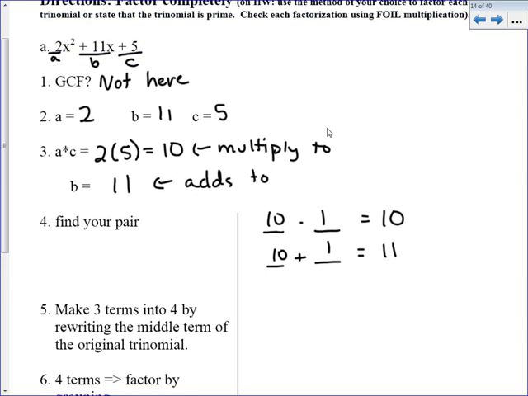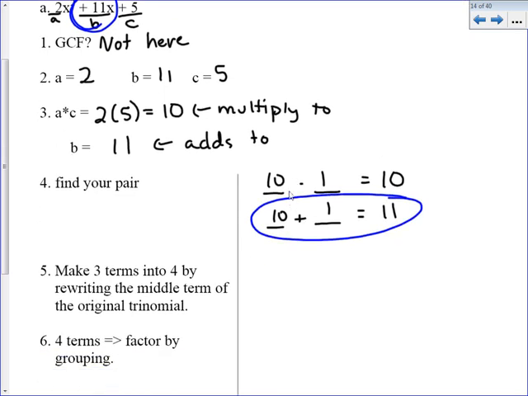So I can't replace 2x squared with 10 and 1. They're never going to make 2. But where do I see a combination of 10 and 1? Well, right here, 11x. We know 10 and 1 equal 11. That's why we found that pair. You're always switching out the middle term with this pair.